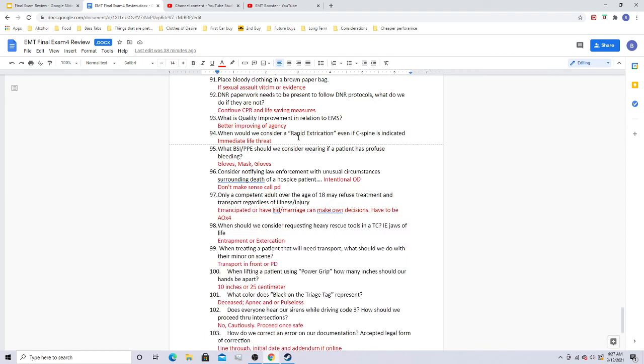What BSI PPE should we consider wearing if a patient has profuse bleeding? Gloves, mask, oh god. Gloves, mask, goggles, sorry. I gotta correct that. Oh boy. Oh no. I don't know how to spell goggles.